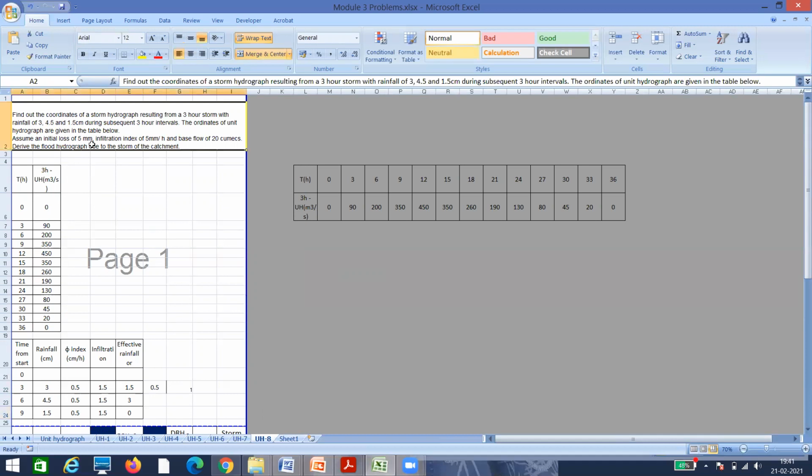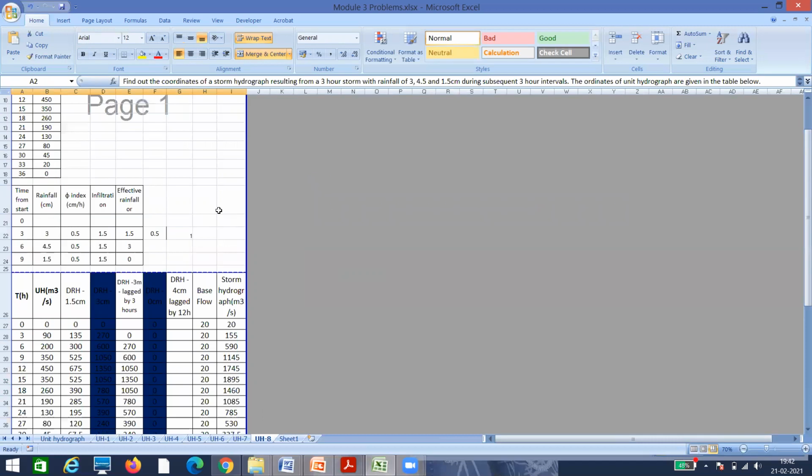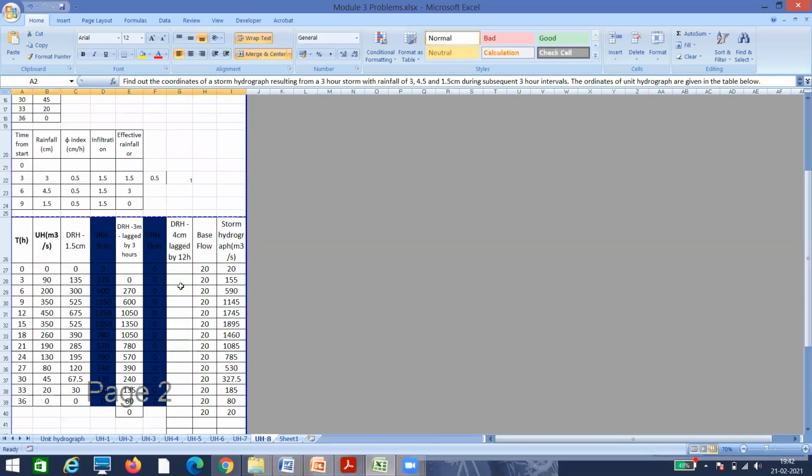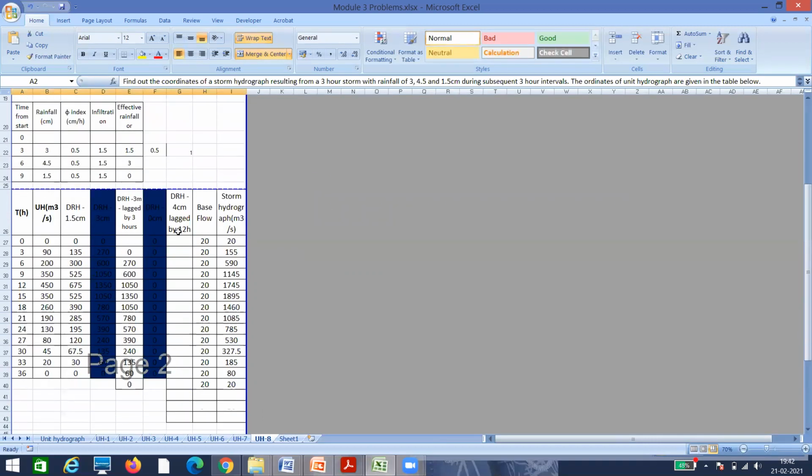So in your problem, if you're not getting 0 in your effective value, you have to deduct the initial loss again, if asked. Here the unit is mm, so you have to convert to centimeter and follow the same procedure as we did earlier. For the third event, it is 0, so you don't even have to calculate it because the entire value is 0. Only for 1.5 and 3 centimeter, I have lagged it by 3 hours. And then I have added the base flow. With this, I'll be getting the storm hydrograph or flood hydrograph.